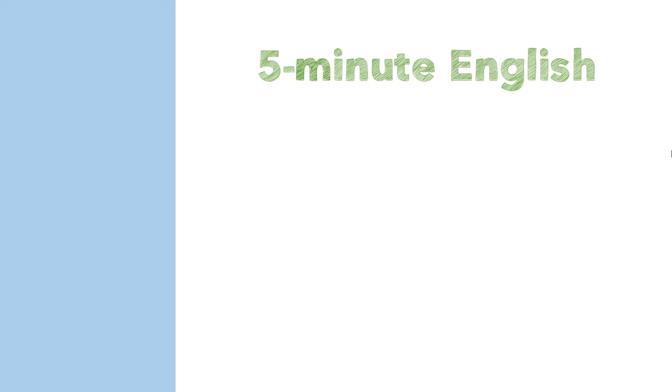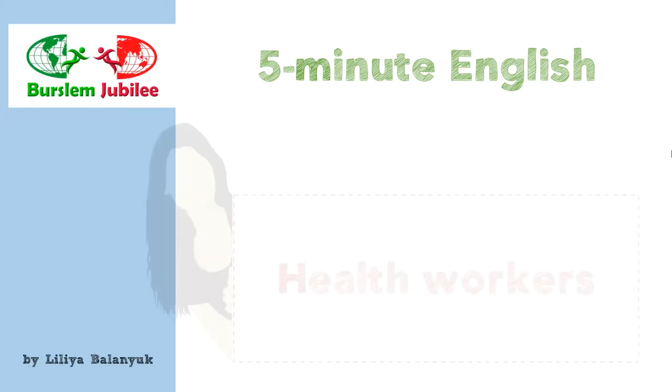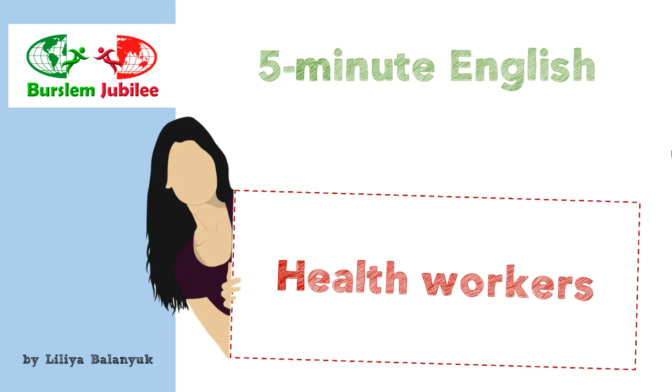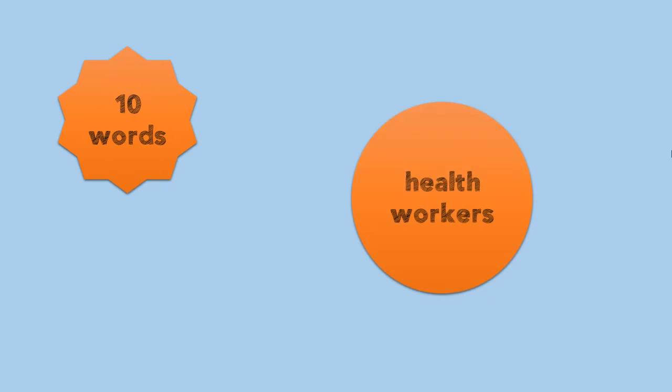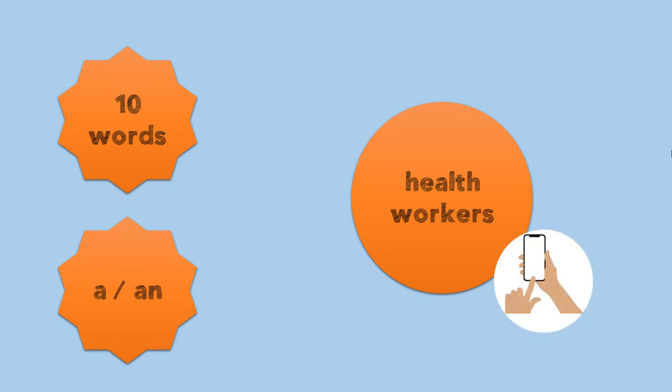This is a 5-minute English lesson with Burslem Jubilee, and today we are going to talk about health workers. We are going to learn 10 words for health workers and use them with the articles a or an. Why do we need to do that?